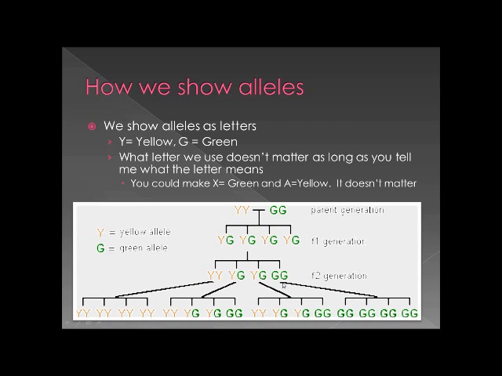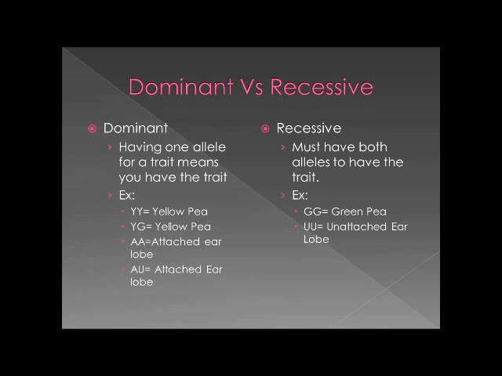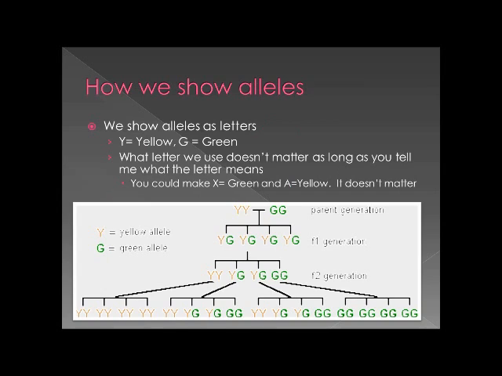So what this showed is something very cool. It really alludes, which is a fancy way of saying it kind of hints at something. It hints that certain genes overwrite other genes. And this is where we come into the idea of dominant versus recessive. A dominant allele is when having one allele for a trait means you have that trait. For example, yellow here is dominant, because if you have just one allele for yellow, you're going to be yellow if you're a pea.